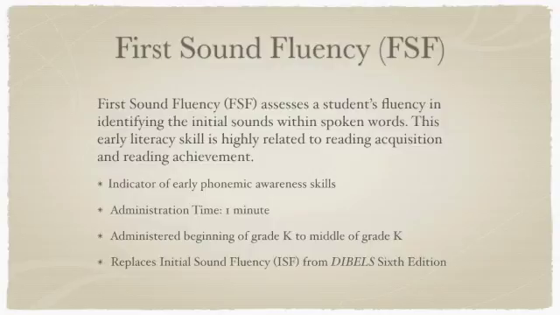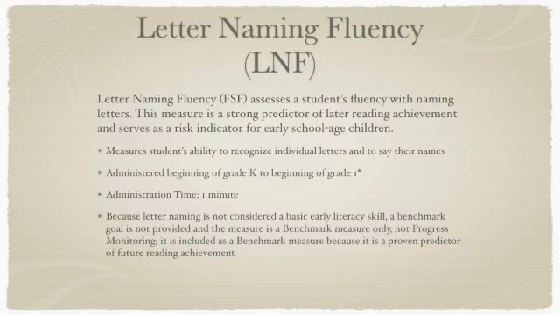First Sound Fluency assesses a student's fluency in identifying the initial sound within a spoken word. This is an indicator of the early phonemic awareness skills. It takes 1 minute to administer. We start it in grade K, and we usually go to the middle of grade K. Letter Naming Fluency is another 1 minute test to assess a student's fluency with naming letters. We begin in grade K and go to grade 1. And it's just assessing and measuring the student's ability to recognize the individual letters and to say their names.